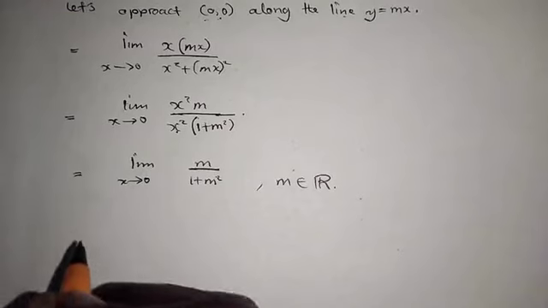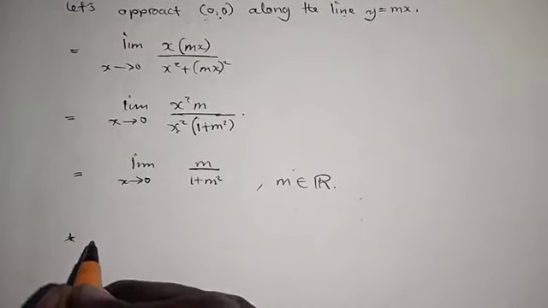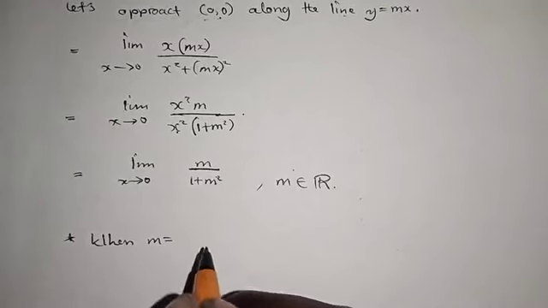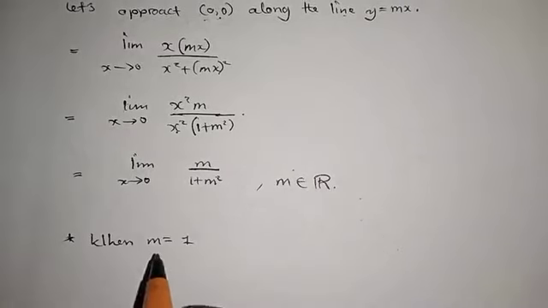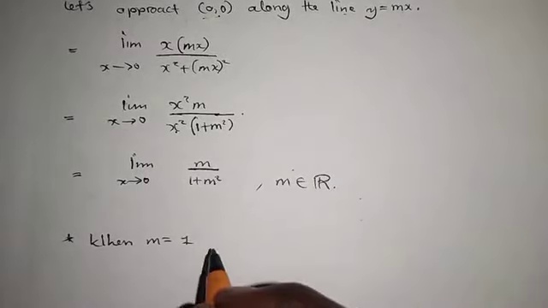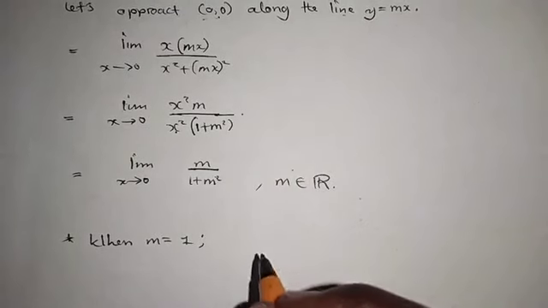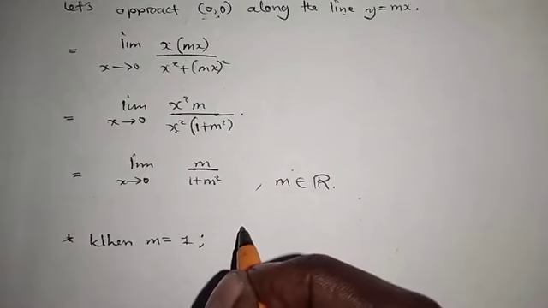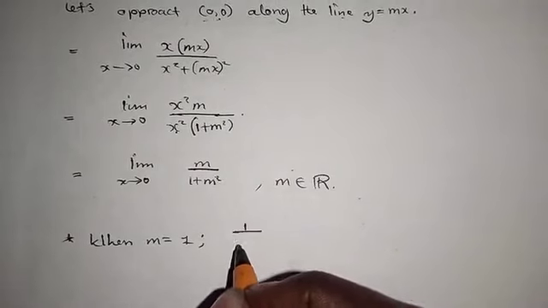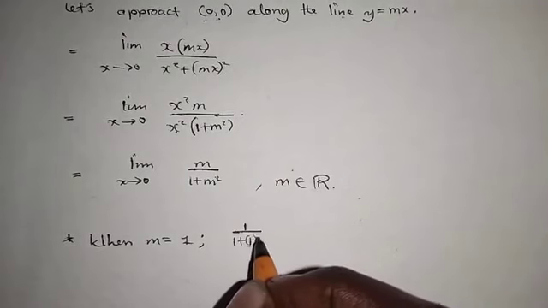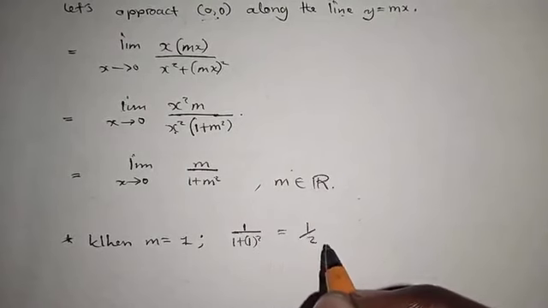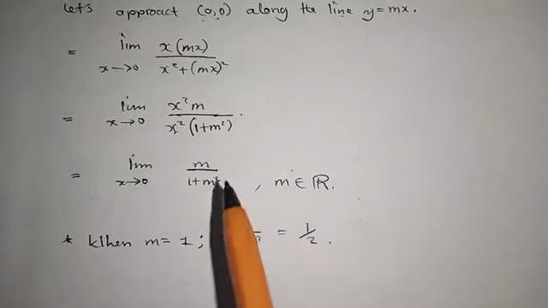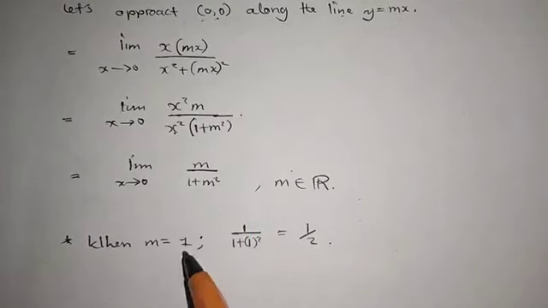So the first one, we say when m is equal to 1. You can pick any random values of m as long as they are from the set of real numbers. So when m is equal to 1, what do we have? We substitute m, and we have 1 over 1 plus 1 squared. So this becomes 1 over 2. Now this becomes the limit point for the whole thing when m is equal to 1.